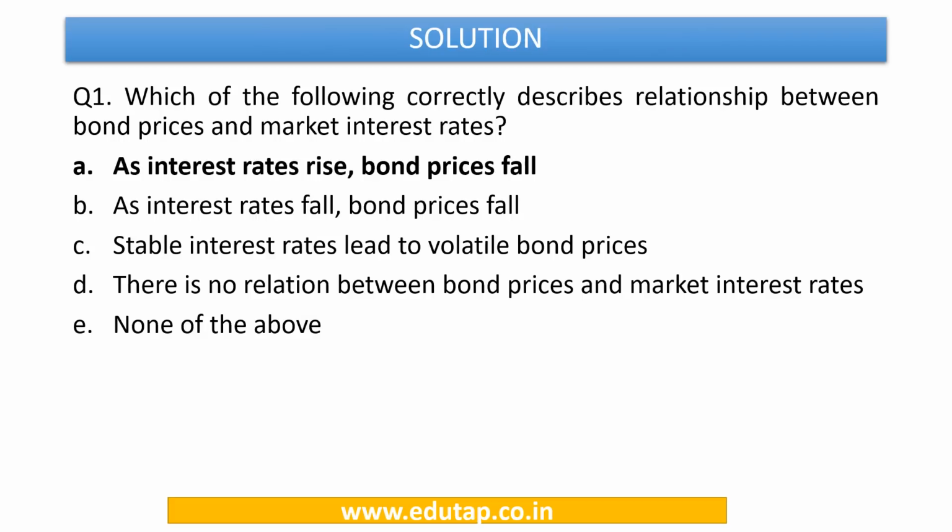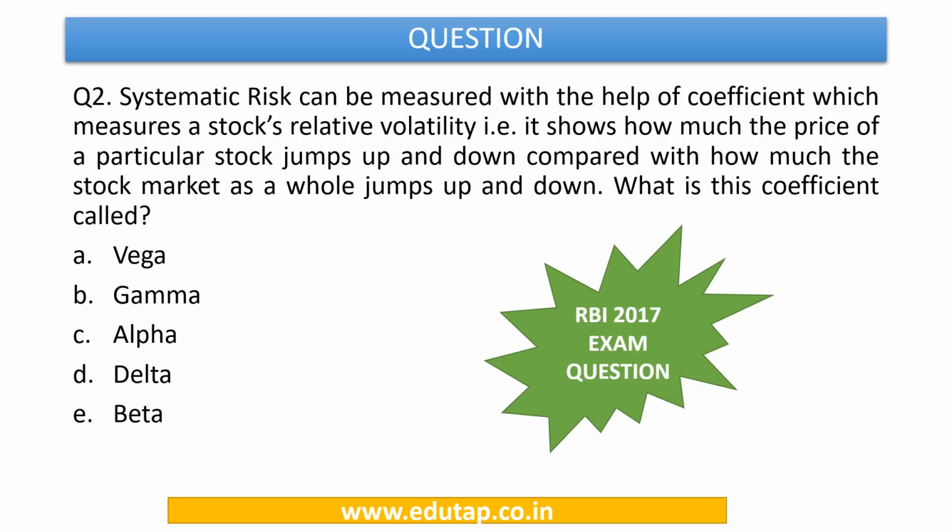So now we can easily answer this question that there is an inverse relation between the two, and if the interest rates are going to rise, the bond prices are going to fall. So the answer to this one is going to be option number A. So now let us move on to the next question.